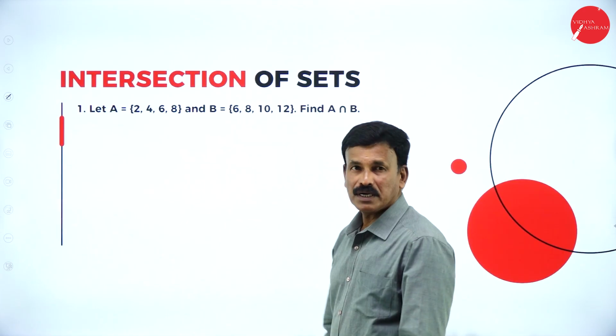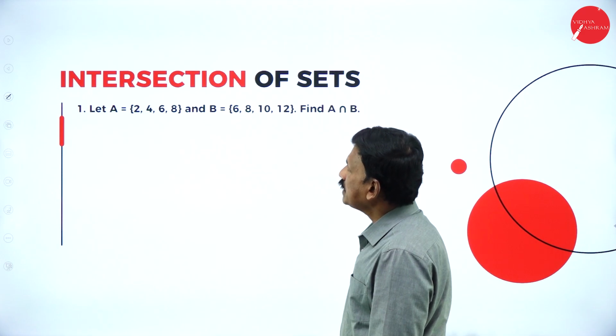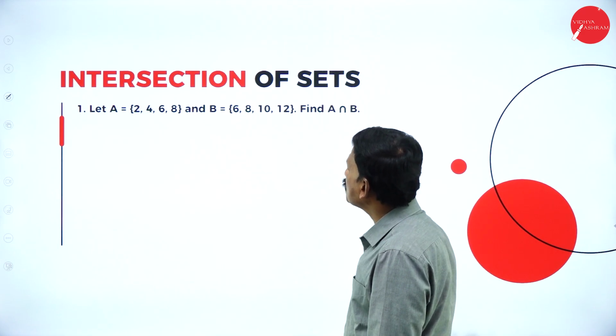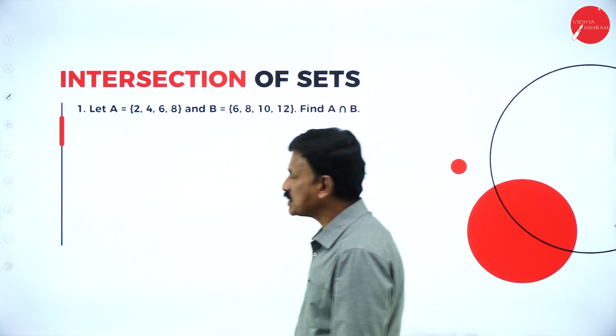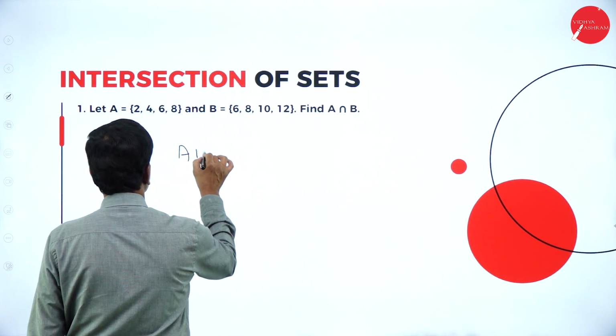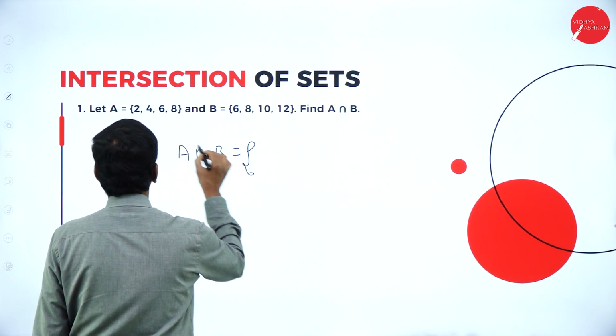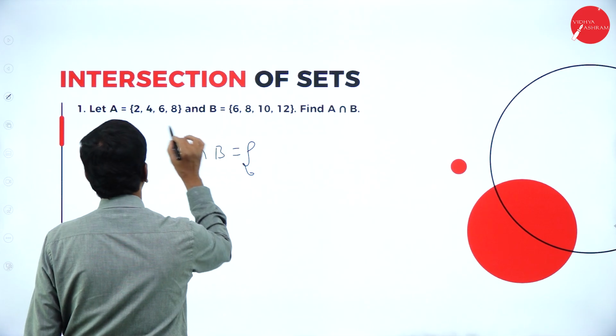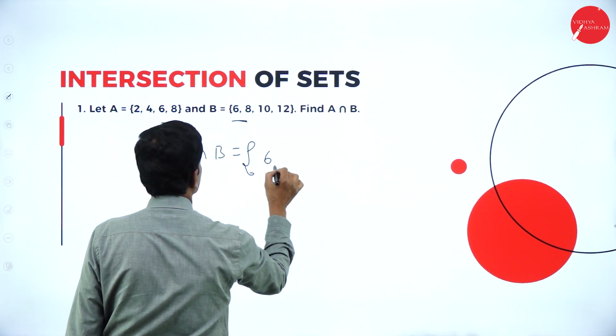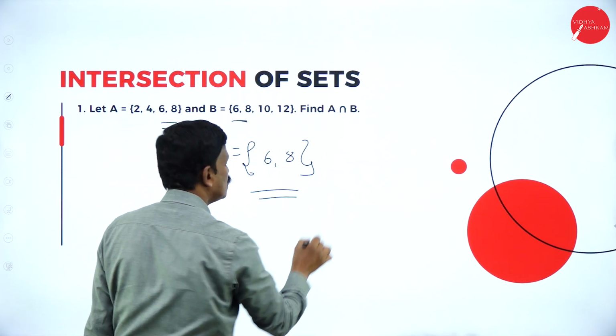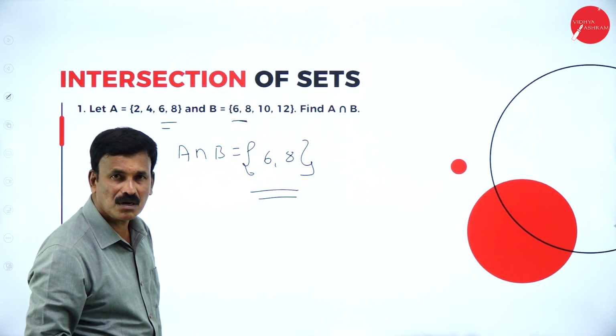Let us take one more example. Let A is equal to {2, 4, 6, 8} and B is equal to {6, 8, 10, 12}. Then what is A intersection B? The common elements in both A and B. 2 is not here, 4 is not there, 6 and 8 are the common elements. So {6, 8} is the intersection of A and B.